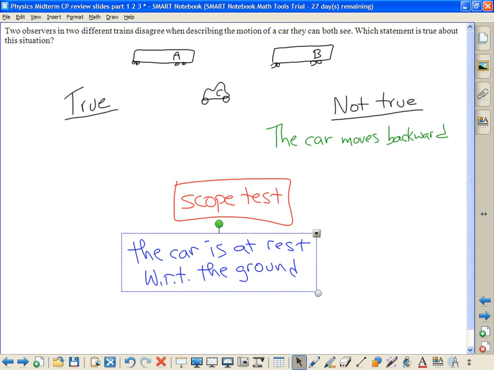Instead, try to find a counterexample where the car could be at rest with respect to the ground, and A and B will still disagree about its motion. That should be easy to come up with. Any more questions about this?